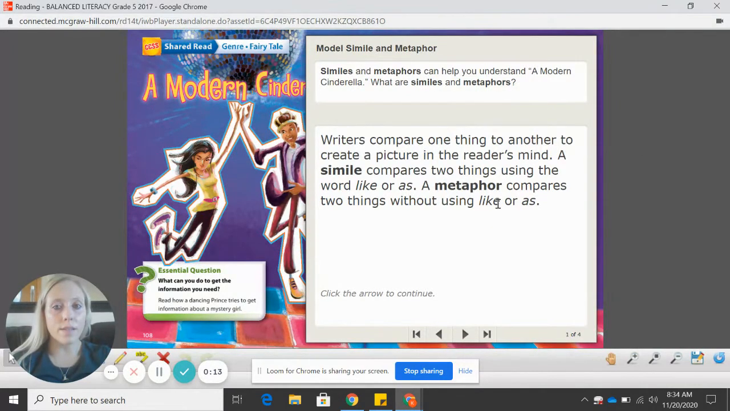Okay, we are going to talk about similes and metaphors. Writers compare one thing to another to create a picture in the reader's mind. A simile compares two things using the word like or as. A metaphor compares two things without using like or as.